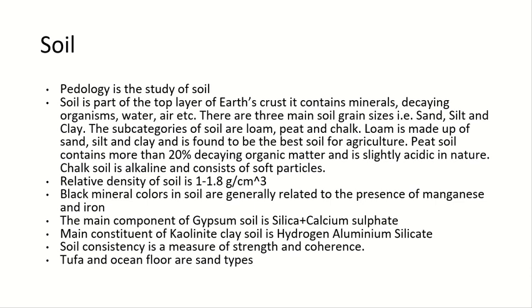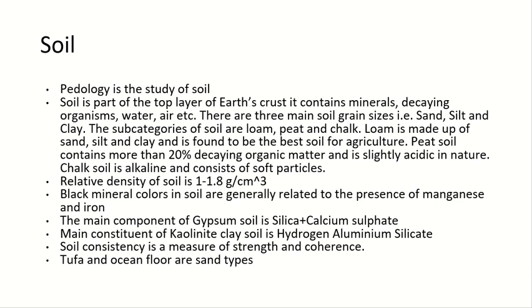Loam soil is made up of sand, silt, and clay. Peat soil contains more than 20% decaying organic matter, and it is a little acidic in nature. Chalk soil is alkaline and consists of soft particles. Among all these, loam is the best for agriculture. The relative density of soil is 1 to 1.8 gram per cubic centimeter.